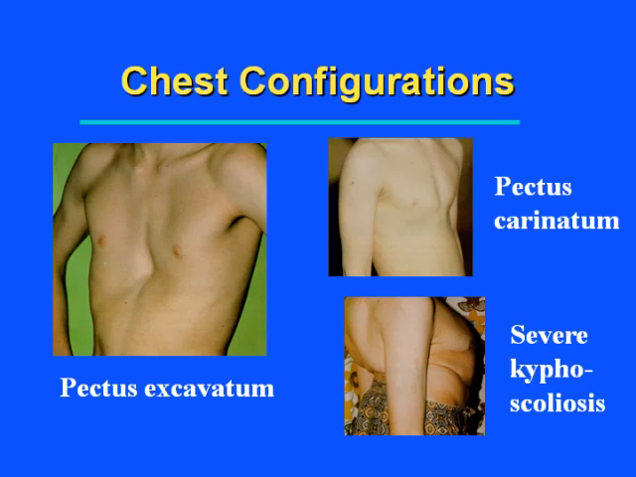On the other side of the slide, we see sort of the opposite of that in the top figure, pectus carinatum. The sternum is somewhat pushed out in a more convex configuration, and the figure at the bottom right is a patient with very severe kyphoscoliosis, in which the spine is both curved in the AP direction and laterally twisted. Now, this abnormality can cause severe restriction of lung function, and in more severe cases can cause respiratory failure.